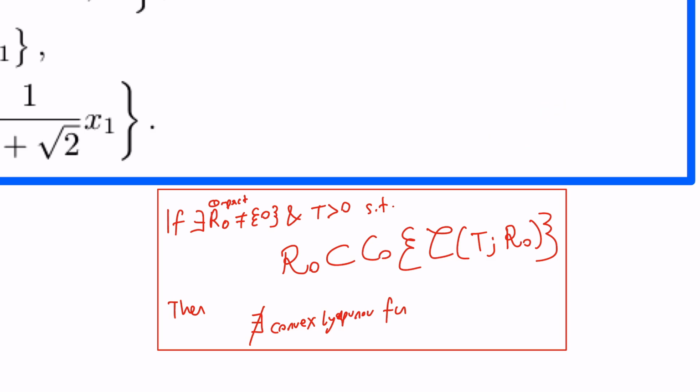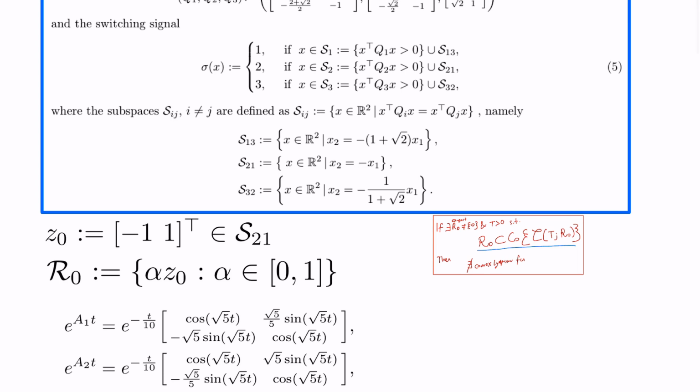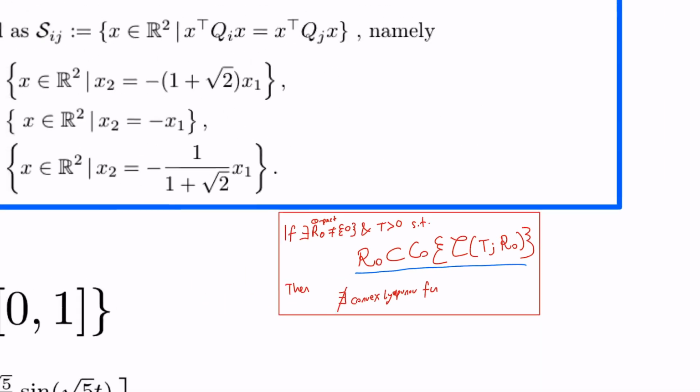Okay, we have a video about not only confinement sets but also reachable sets, so I'm not going to dwell on this any longer. Then, if you are able to find R0 and then T such that this condition holds, then we can state that there doesn't exist a convex Lyapunov function. This was the thing that we proved in our previous video. And we will show that is the case for this given system.